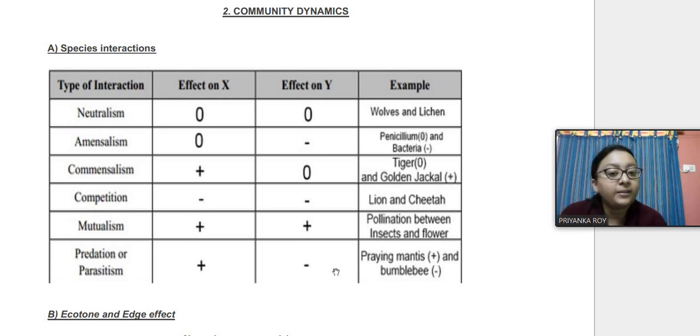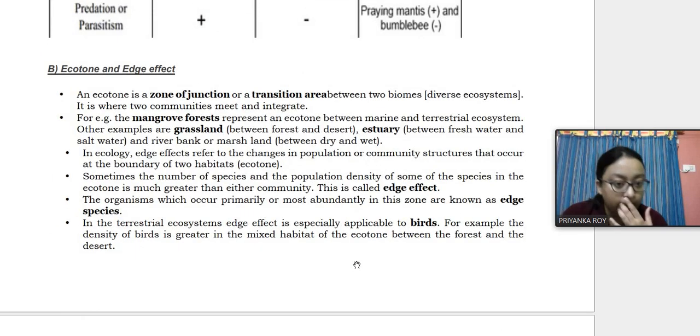And predation or parasitism, like I've already said, is a plus-minus kind of relationship. Here you can see a praying mantis and a bumblebee. The mantis feeds on the bumblebee, and therefore it is negative for the bumblebee and positive for the praying mantis. So up to here I think it will be clear to you all.